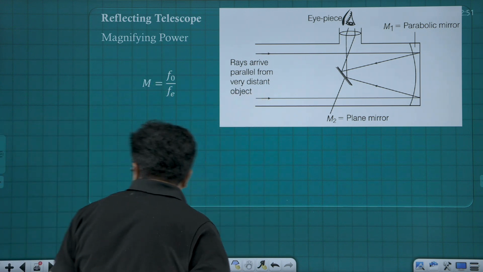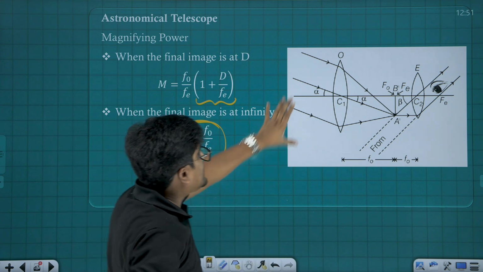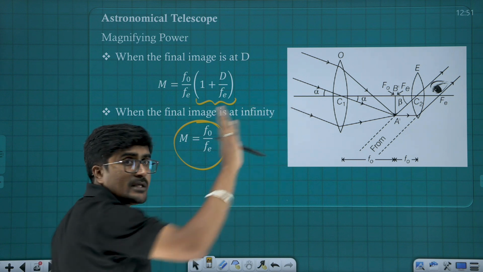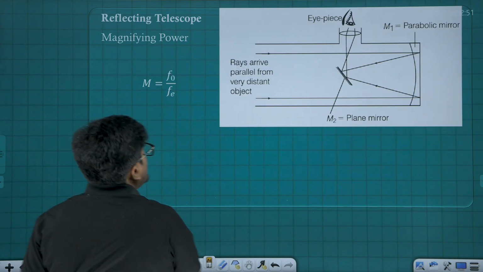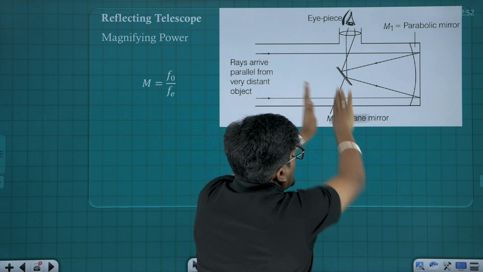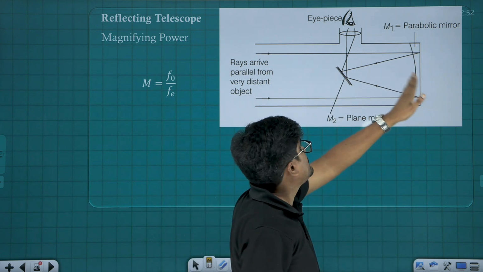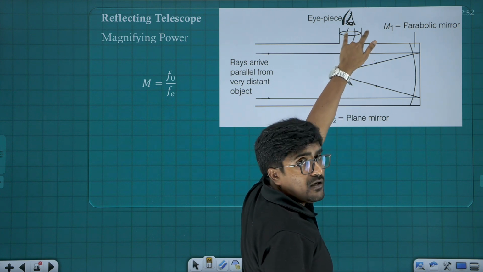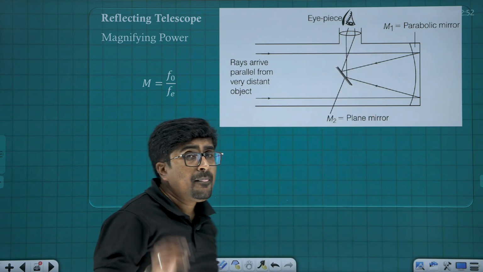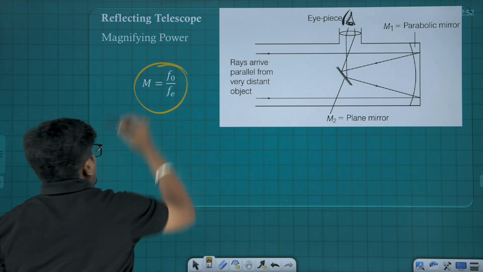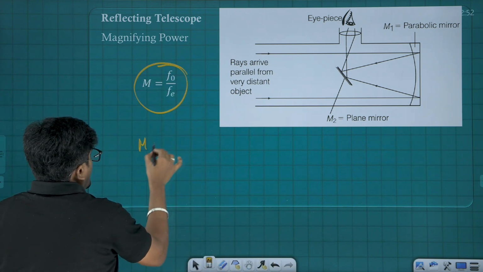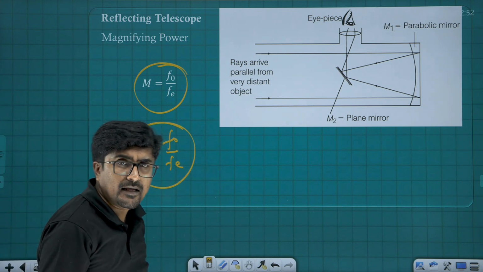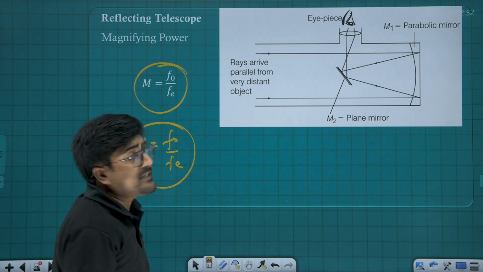So in case of the astronomical telescope, we are having one objective and eyepiece like this. Basically you must understand the structure. Here this is the ray coming, and here we are having a concave mirror. From that concave mirror it's striking onto a plane surface, and here we are having a convex lens which is acting as basically an eyepiece. So in that case, the magnifying power m is equal to fo upon fe. Alright, so that was for the reflecting telescope.